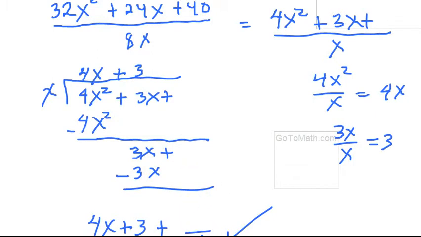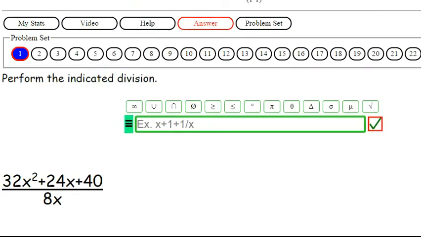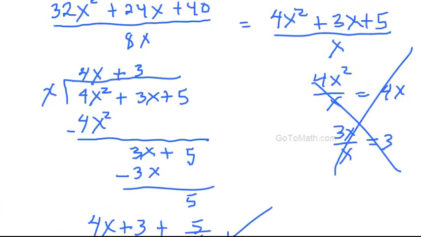Sorry about that. That should be 5, not 10. I'm sure there were people going, that is not correct. All right, don't worry about that. So we got 4x plus 3 plus 5 over x. Right? Yep.